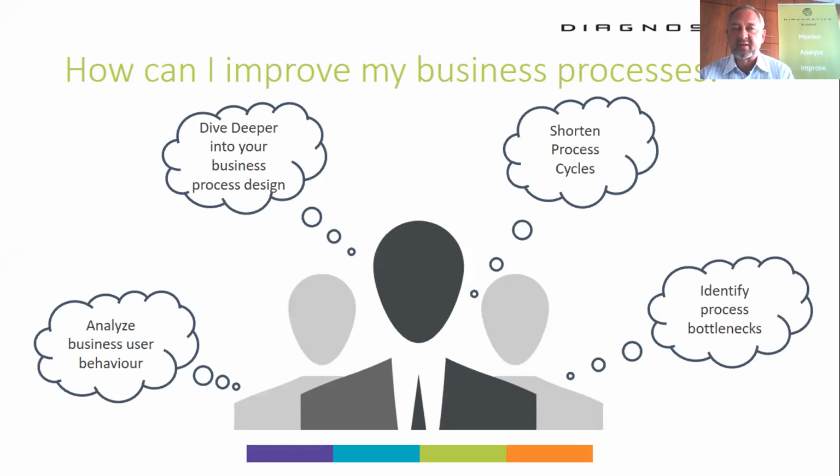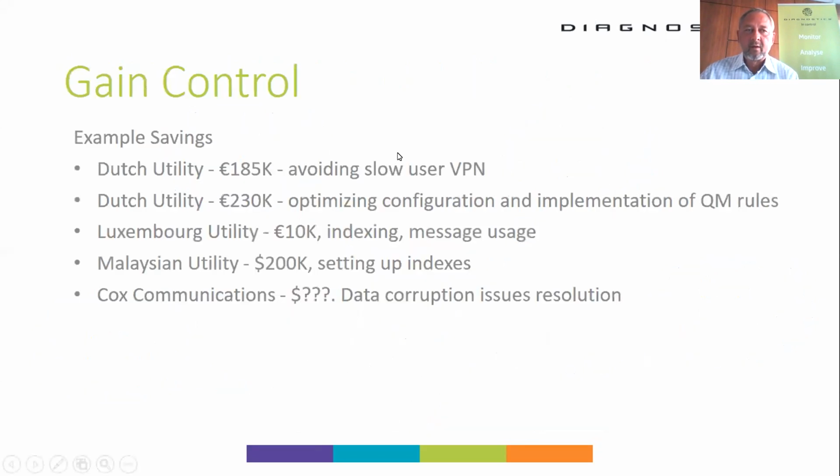Specific processes related to a step-by-step process for any business process. How can you shorten the process cycles or improve on them, and identify process bottlenecks? So I wanted to start off with a couple of examples. How can you gain control of those costs?